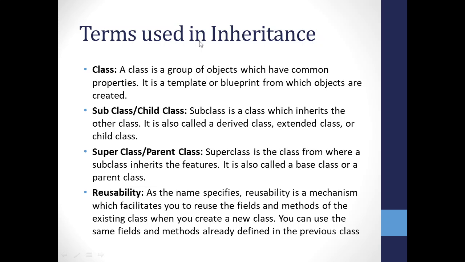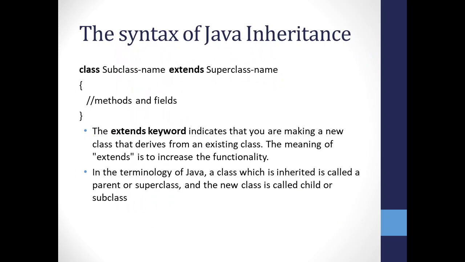Here, as the name specifies, reusability is a mechanism which facilitates you to reuse the fields and methods of the existing class when you create a new class. You can also use the same fields and methods already defined in the previous class.